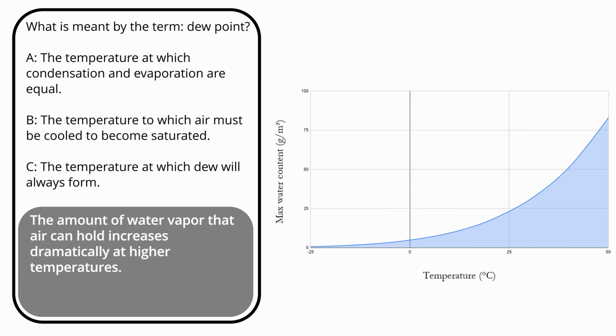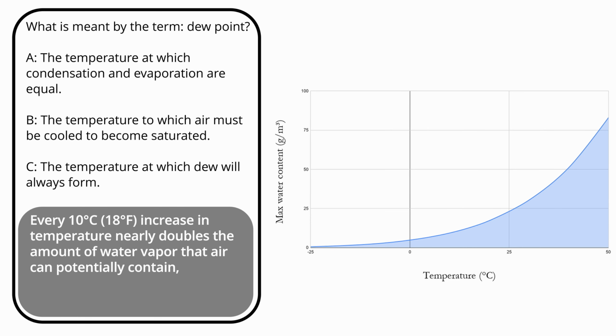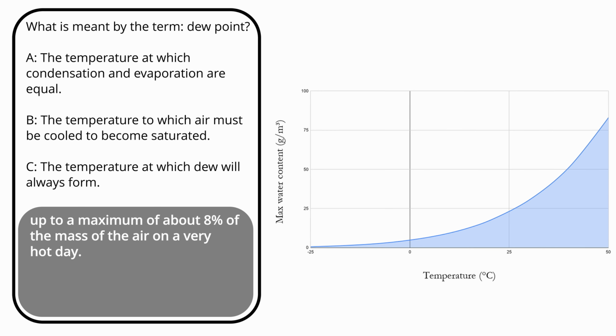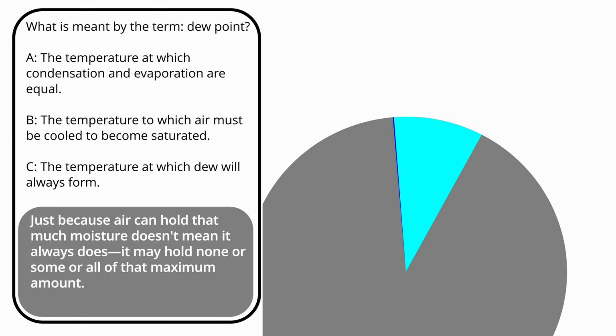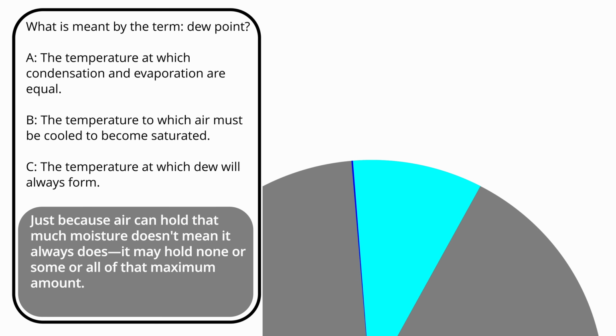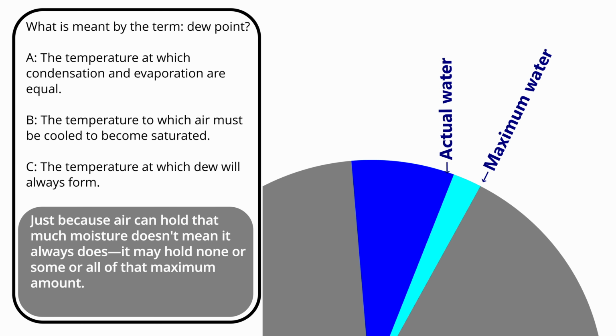The amount of water vapor that air can hold increases dramatically at higher temperatures. Every 10 degrees Celsius increase in temperature nearly doubles the amount of water vapor that air can potentially contain, up to a maximum of about 8% of the mass of the air on a very hot day. Just because air can hold that much moisture doesn't mean it always does. It may hold none or some or all of that maximum amount.